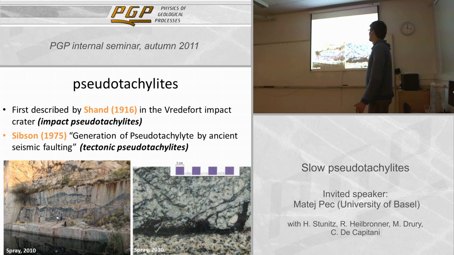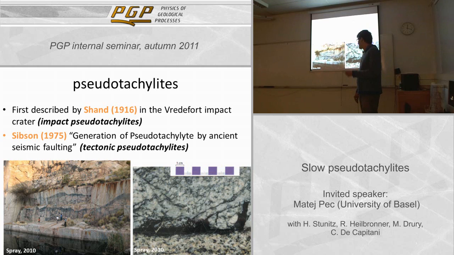What is a pseudotachylite at all? A pseudotachylite is a very fine-grained aphanitic rock that was first described by Shand in 1916 in the Vredefort impact crater. Here we have an example of a beautiful, huge pseudotachylite, which is this black material. It's very fine-grained, and it's very hard to see in the field what it really consists of. Shand hypothesized that this must have formed in situ by melting of the granite by some large shearing or gas fluxing, which is an interpretation that's favored until today.